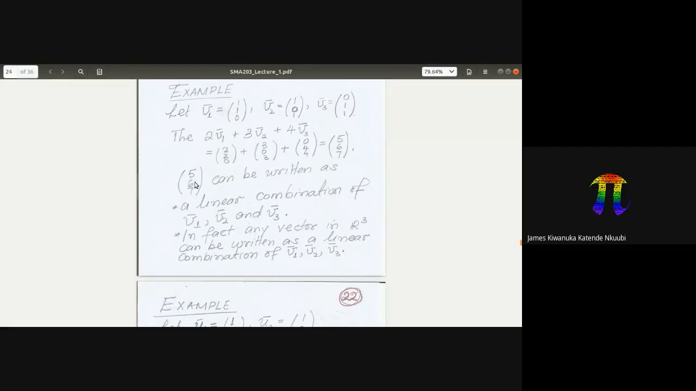So we've seen that 5, 6, 7 can be written as a linear combination of v1, v2, and v3. Now it is possible to show that any vector in R3 can actually be written as a linear combination of these three vectors, and we shall see how to do this later.